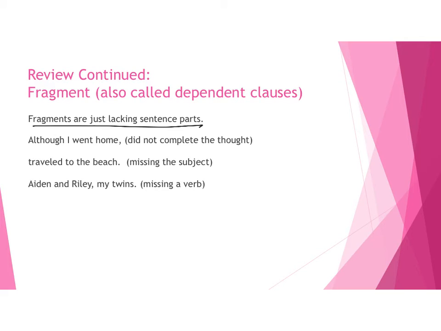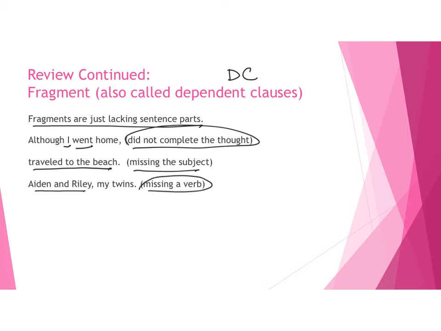Fragments: something's missing. Although I went home. Yes, you have a subject, you have a verb, but no complete thought. Traveled to the beach. Well, who went to the beach? You're missing your subject. Aiden and Riley, those are my twins. Or what did they do? Okay, I'm missing my verb. So those are all fragments. Okay. Fragments are also called dependent clauses, and you will see me abbreviate that DC. Okay.